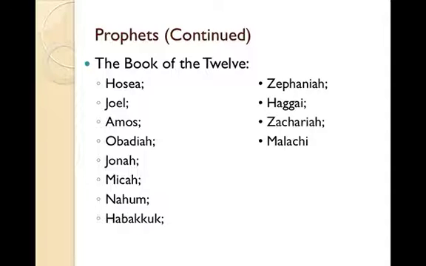So these grouped together are sometimes referred to by Jews as the Book of the 12. Sometimes Christians call these minor prophets. Again, they are minor not because they are minor in importance, but because they are smaller or shorter in length.